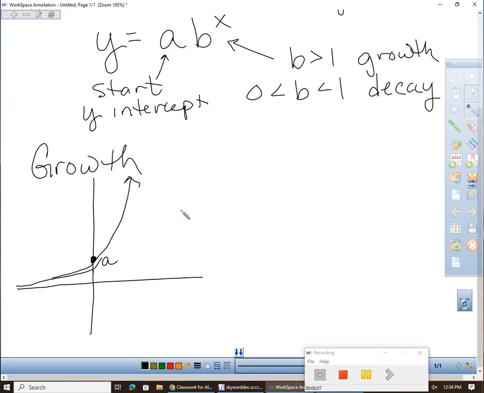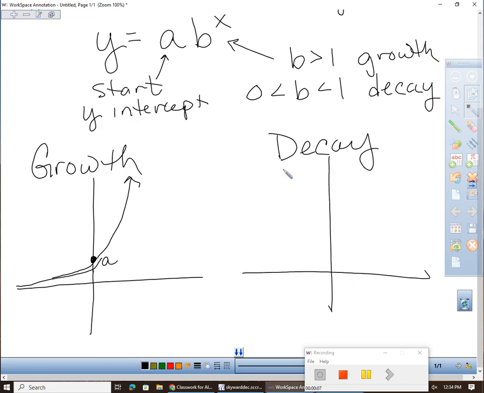Okay? If it is a decay, it starts large and decreases quickly at first and then slows down and gets closer and closer to 0. But it never, ever touches 0. And again, it crosses the y-axis at a. So those are the two things we're working with today.